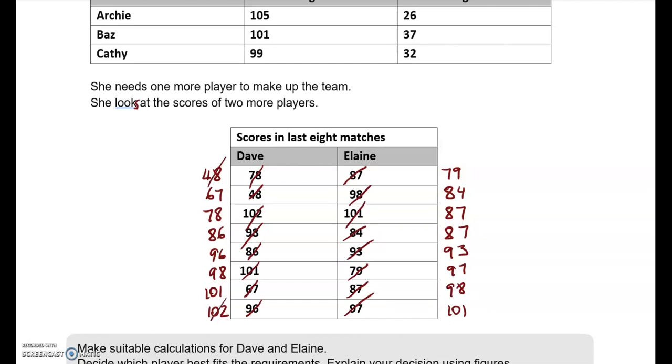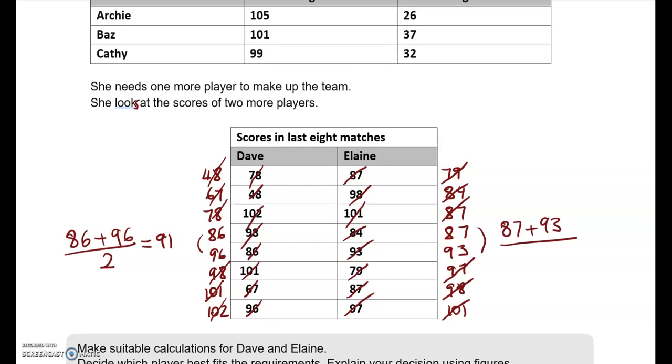So crossing them out each side, we've got 86 and 96. So 86 plus the 96 divided by 2 was 91. For Elaine, 87 add 93, divided by 2 equals 90.